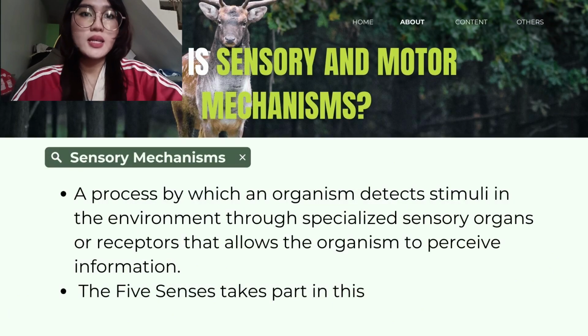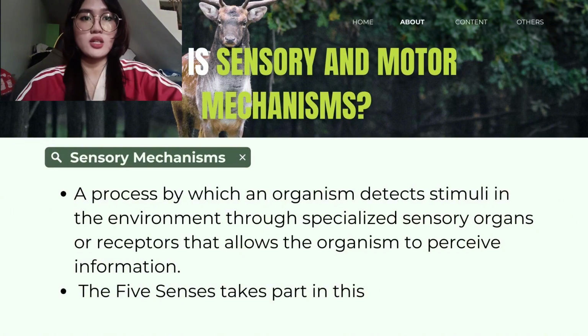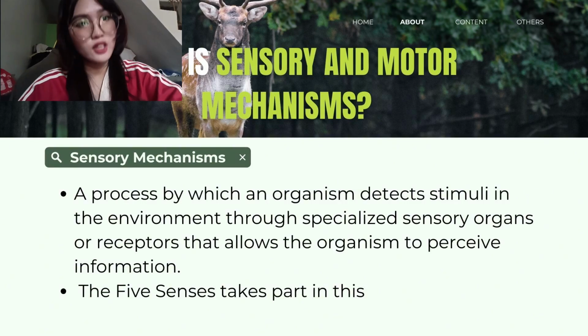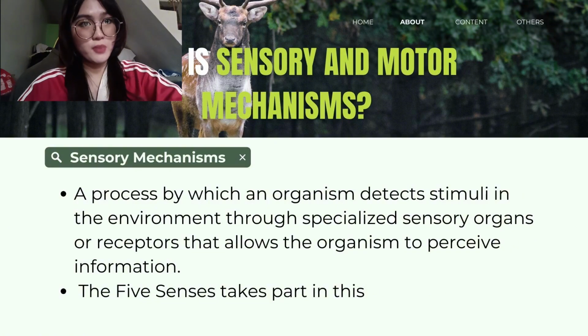From the name itself, sensory, sense. It is how an organism senses change in its surroundings or in its own body and processes it. It uses specialized organs like the eyes, ears, skin, tongue, and nose to detect the stimuli, then sends this information to the nervous system so it knows how to respond.